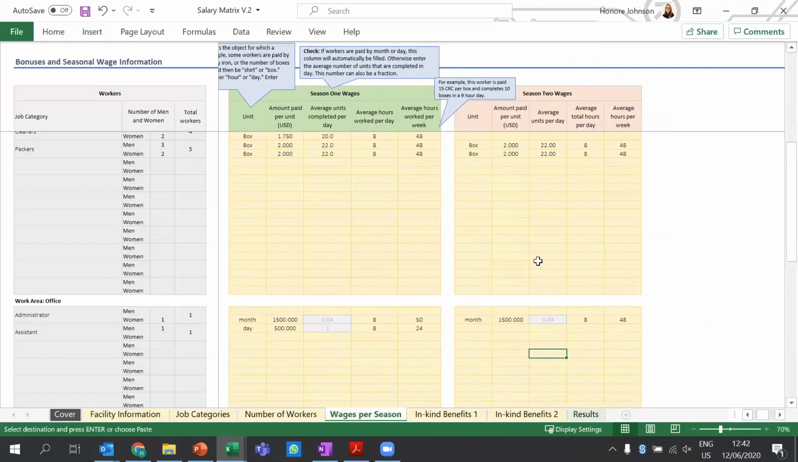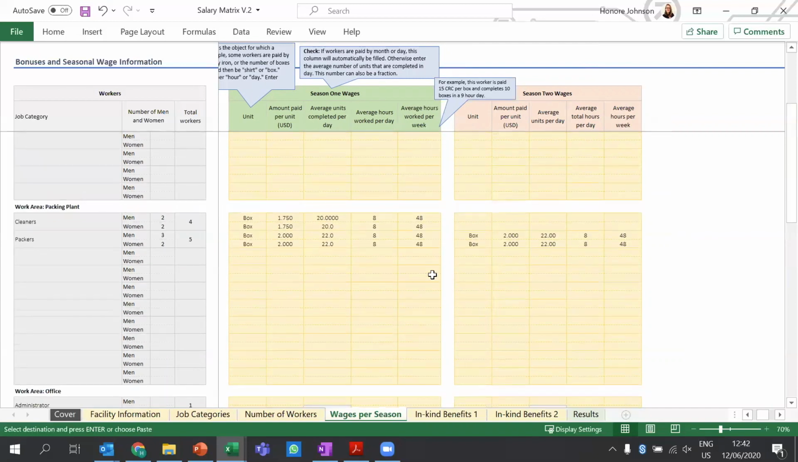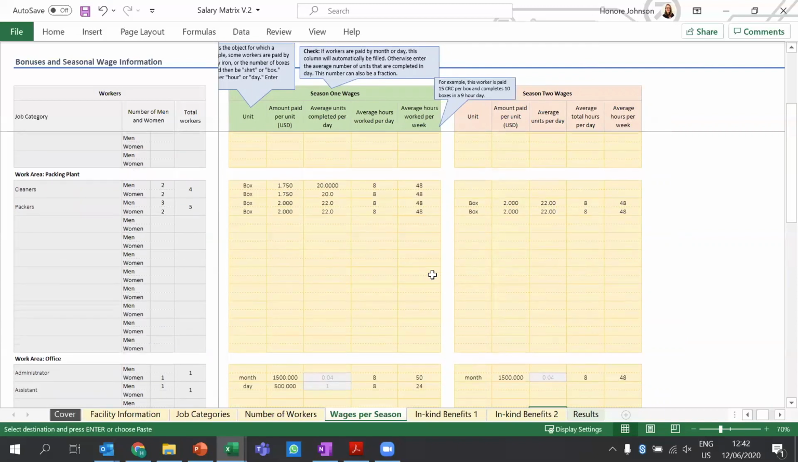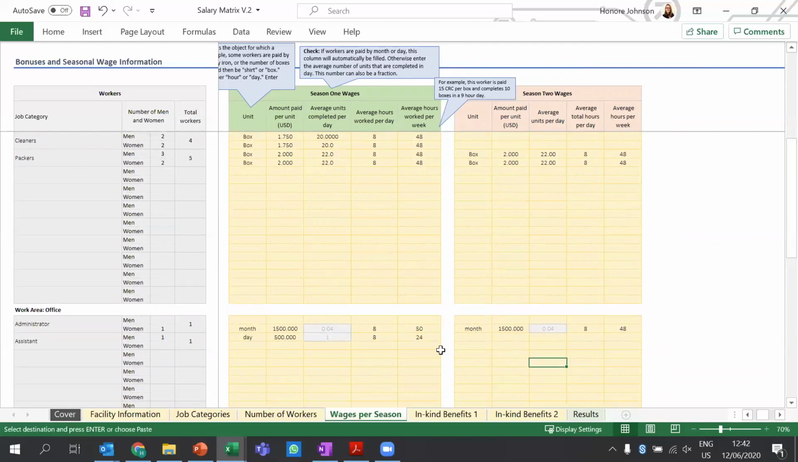It's important to make sure all the data is entered in the proper row. And if you see errors on the results tab, this might be the reason. So good to double check that all the data here is entered for the correct job category as well as the correct gender. Once we have completed all of the wage data in this tab, we can move on to the next tab called In-Kind Benefits 1.